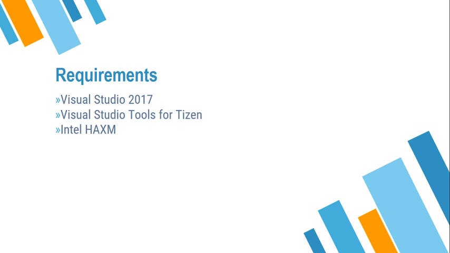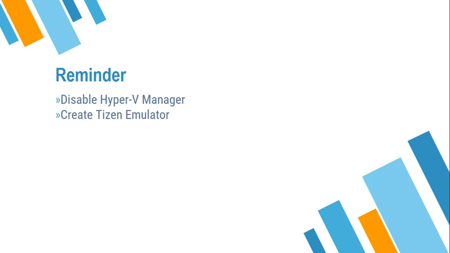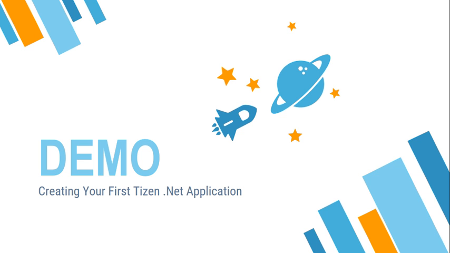After you install, you still have some steps to do. The first one, you need to disable Hyper-V. After you disable it, it will ask you to restart your computer. The other one is to create a Tizen emulator. These two things I will show you in a demo. Let's go for the demo.